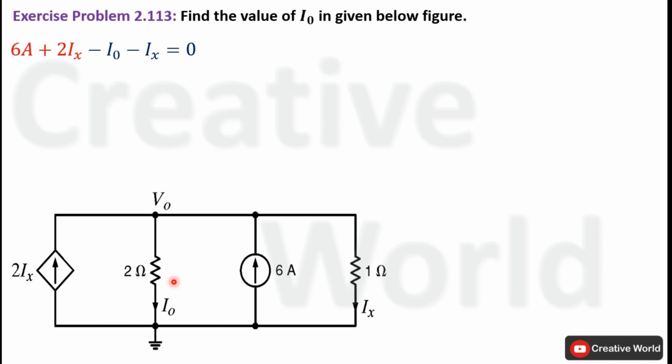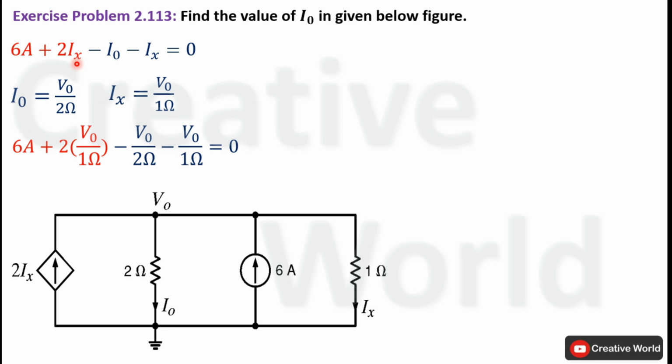The equation of current I0 will be the voltage across this 2 ohm resistance, that is V0, divided by the value of resistance, 2 ohm. Similarly, current Ix will be calculated using this equation. Ix is equal to V0 divided by 1 ohm. Here the V0 voltage will appear across the 1 ohm resistance because of the parallel connection. Now place the values of current I0 and Ix inside this equation for further solution of the problem.